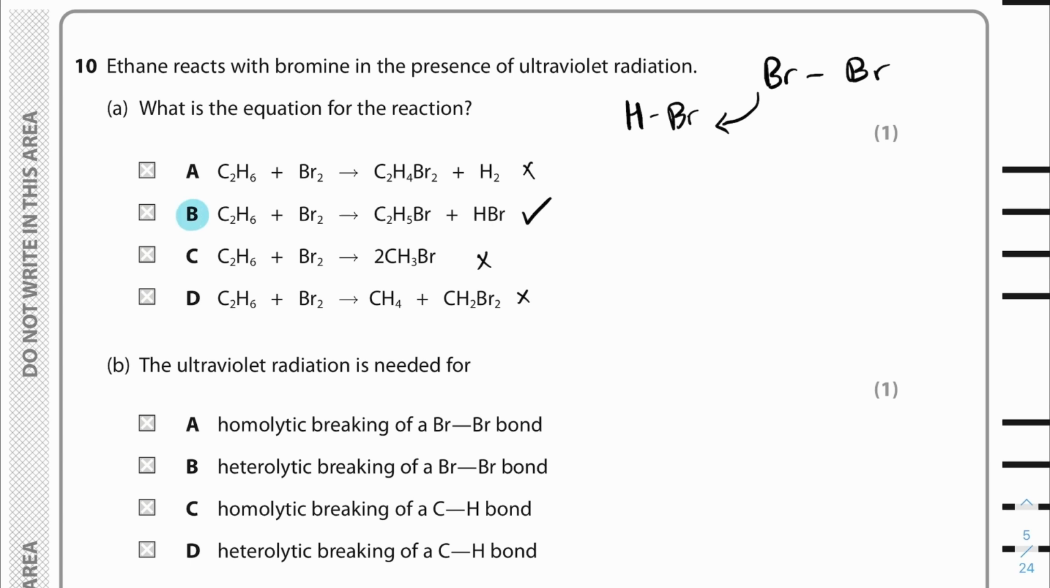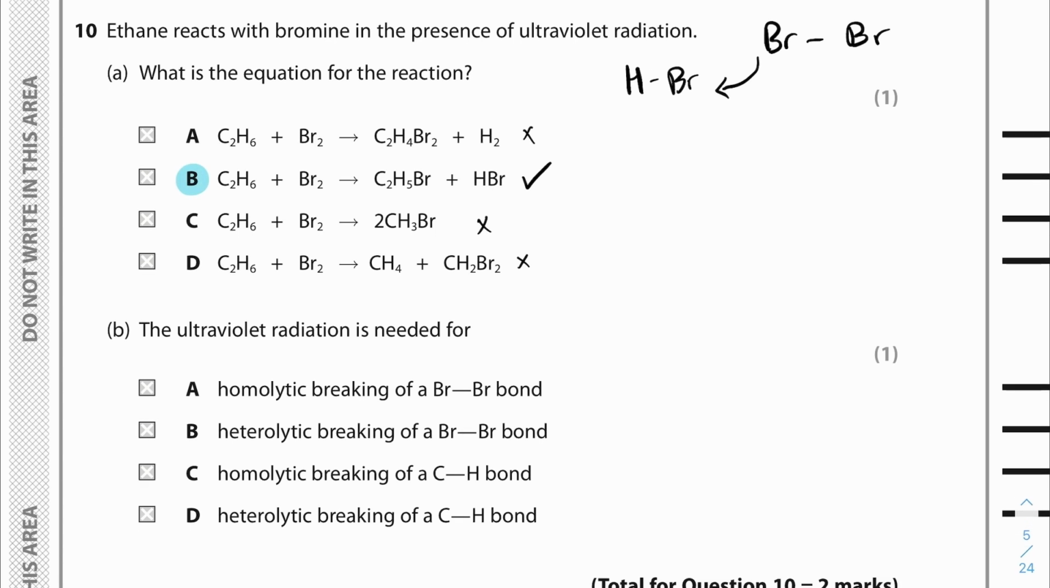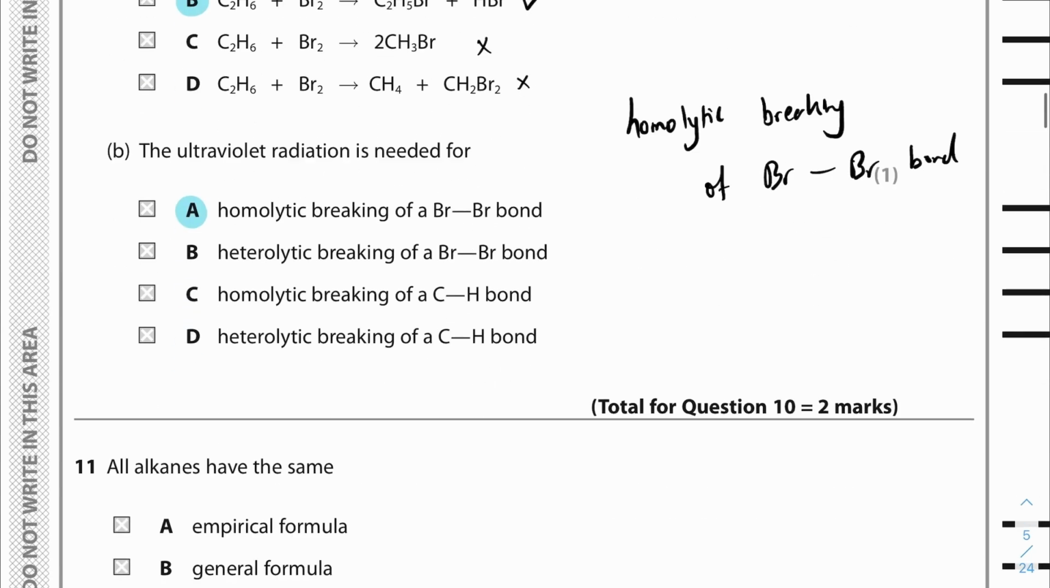The ultraviolet radiation is needed for what? It's needed for what we just said, homolytic breaking of the Br to Br bond. So that is A. Now let's move on to question number 11.